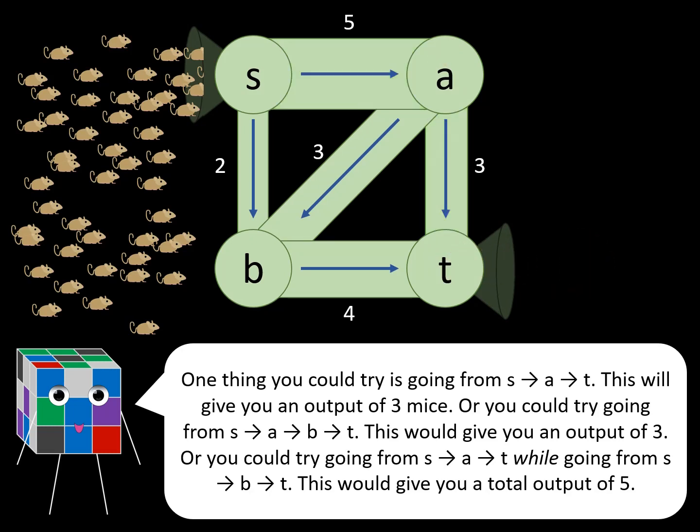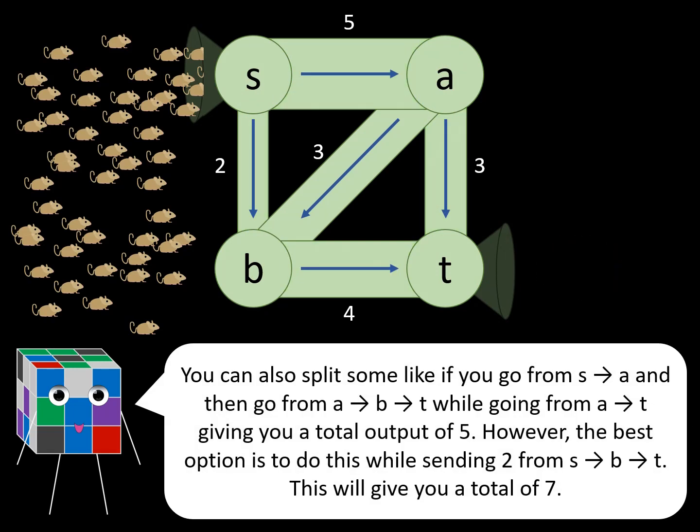Or you could try going from S to A to B to T. This would give you an output of 3. Or you could try going from S to A to T while going from S to B to T. This would give you a total output of 5.